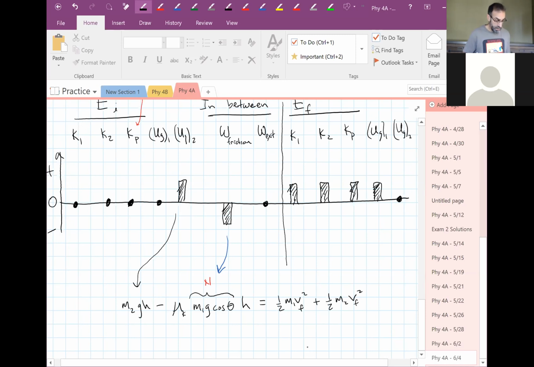Remember, they're all moving at the same speed because they're connected by a string. So when one moves 1 meter, the other one moves 1 meter. When one of them moves 1 meter per second, the other block is moving 1 meter per second.